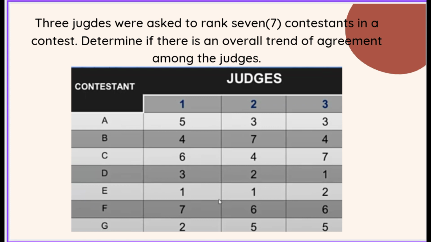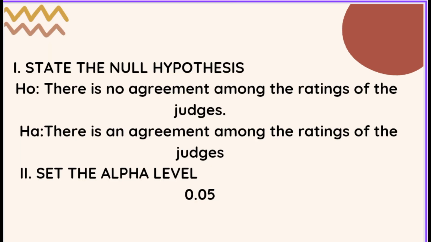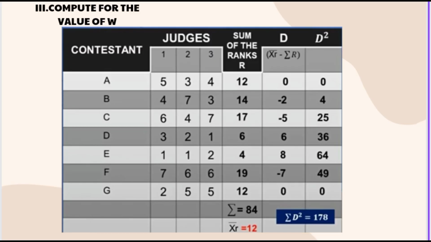So to solve that, we first state the null hypothesis. Our H0 is that there is no agreement among the ratings of the judges, and our HA is that there is an agreement among the ratings of the judges. For the second step, we need to set our alpha level or significance level. So we have 0.05. The next step is to compute the value of W.